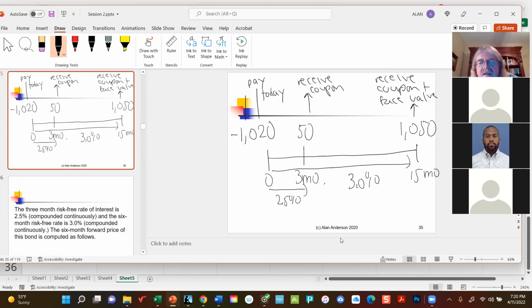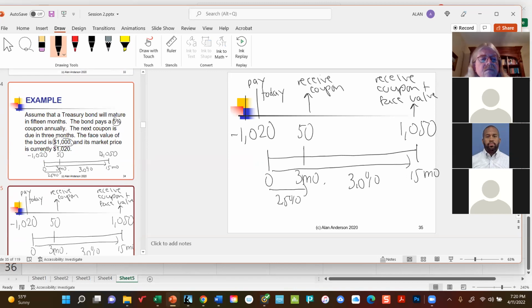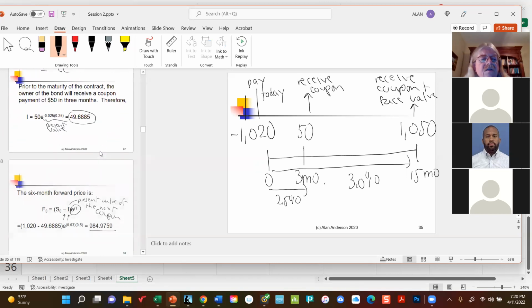Now, according to the timeline, the first $50 coupon appears in 3 months, and then the face value plus the coupon will come back to us in 15 months. Now, it says in the problem that there are 2 different relevant rates of interest. The 3-month rate of interest is 2.5% compounded continuously, and then the 15-month rate of interest is 3% compounded continuously. So how would you plug all this into that formula and come up with a forward price for this bond? All right, well, let's find out.